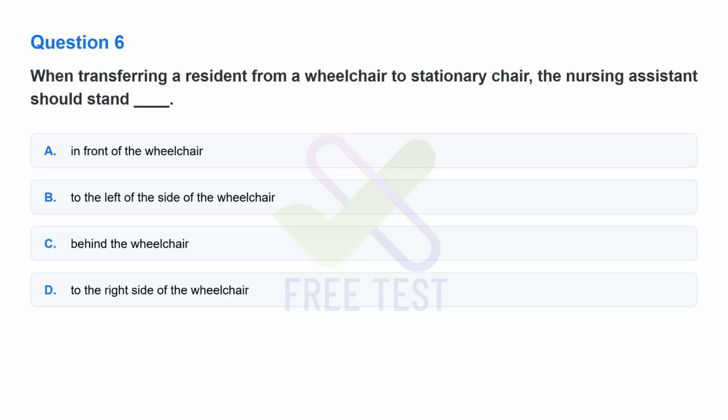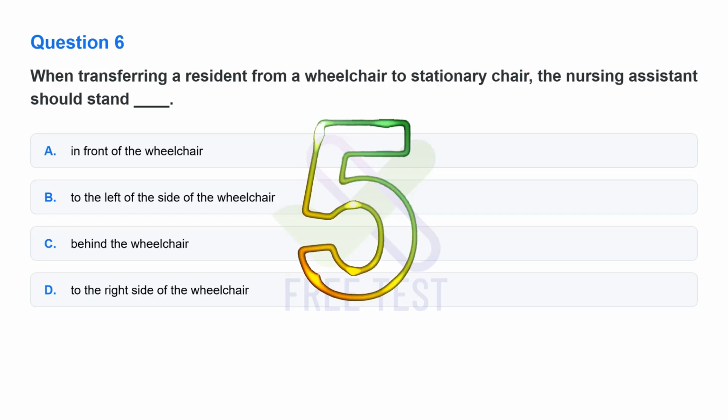When transferring a resident from a wheelchair to a stationary chair, the nursing assistant should stand. A. In front of the wheelchair. B. To the left of the side of the wheelchair. C. Behind the wheelchair. D. To the right side of the wheelchair.